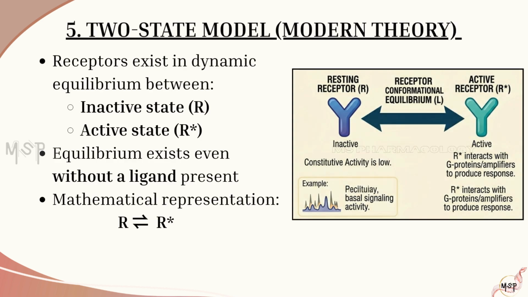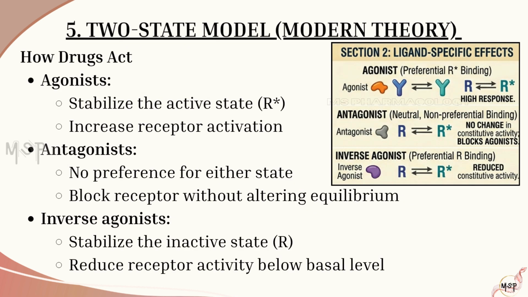One of the most important modern concepts in receptor pharmacology is the two-state model. This theory proposes that receptors are not simply turned on or off by drugs. Instead, receptors naturally exist in a dynamic equilibrium between two forms, an inactive state, called R, and an active state, called R star. This equilibrium exists even when no ligand is present. The relationship can be represented as R is in equilibrium with R*. Drugs work by shifting this equilibrium toward one state or the other. Agonists preferentially stabilize the active state, increasing receptor activation and producing a response.